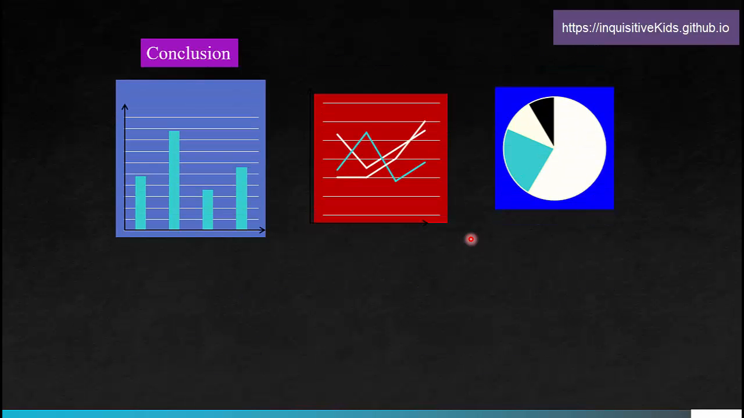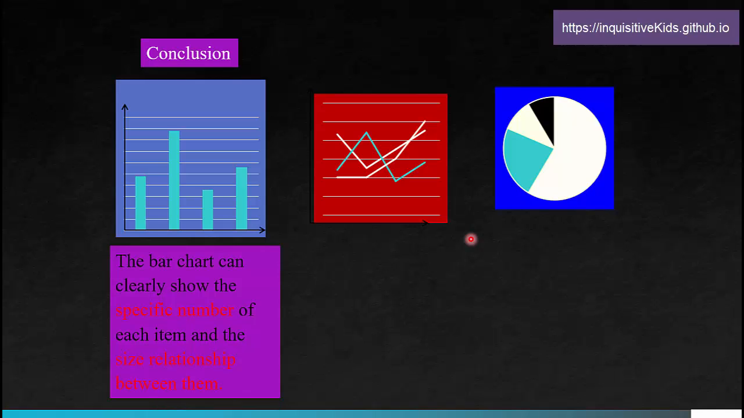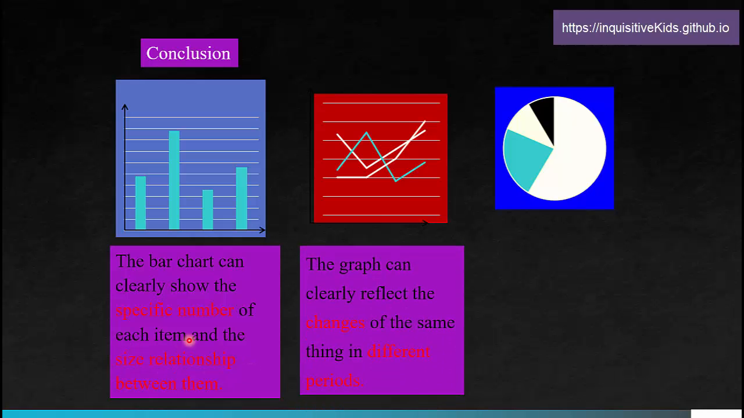So here's a conclusion. The bar chart can clearly show the specific number of each item and the size relationship between them. And as you can see, this is actually the size relationship between each item. The line graph can clearly reflect the changes of the same thing in different periods.